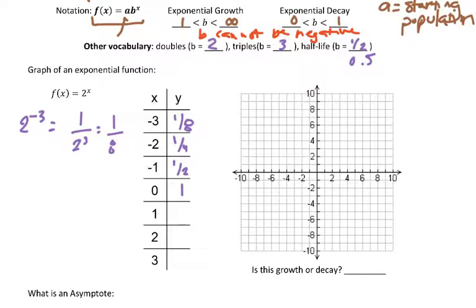And then it's going to change because now it's going to be just a positive number. So 2 to the 1 is 2. 2 to the 2 is 4. And 2 to the 3 is 8.